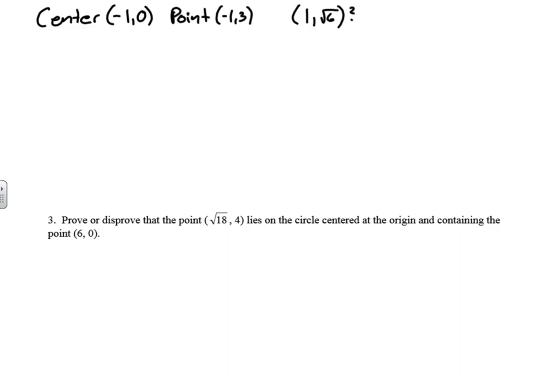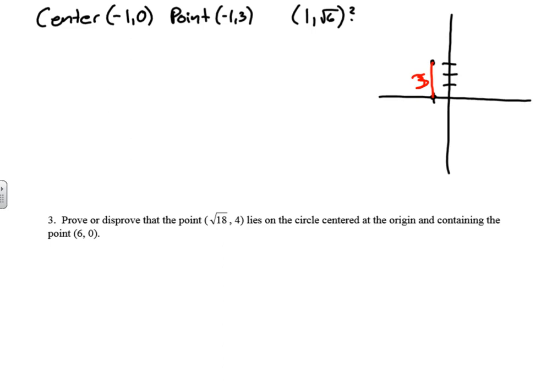I think it's helpful to sketch a graph of this. We've got the center at (-1, 0), and the point on the circle is (-1, 3), counting 1, 2, 3. The reason I point that out is because there's your radius. You can easily see that when you graph it, and we can count the radius.